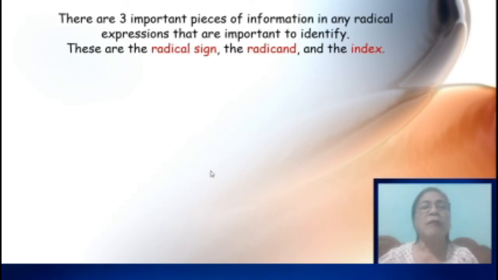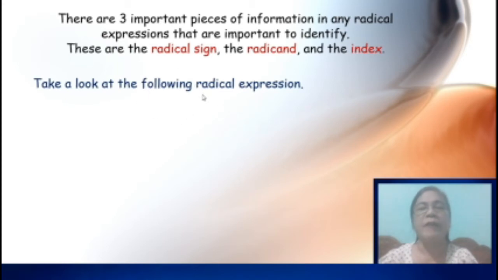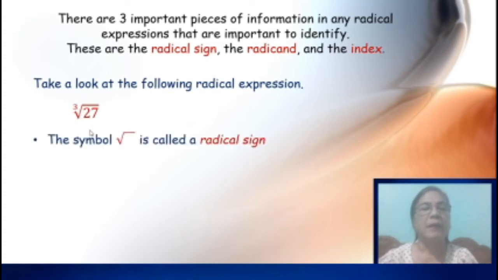Now, there are three important pieces of information in any radical expression that are important to identify. These are the radical sign, the radicand, and the index. Take a look at the following radical expression. You read this as cube root of 27. This symbol is called the radical sign. You look how it is written. You have to remember that.